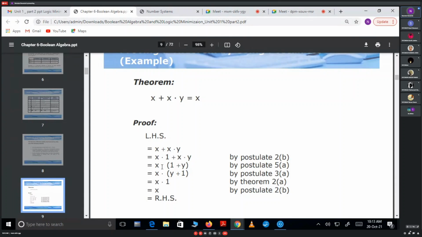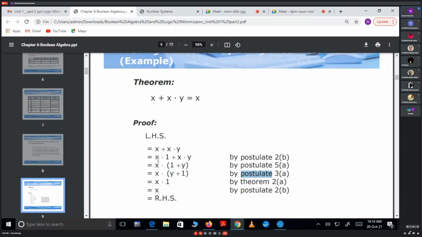So how to write x dot x? It will be common, so it is taken as common and then 1 plus y. Here it is written y plus 1. But y plus 1 is nothing but, which postulate is there? 3. We have seen it in the first slide. y plus 1 equal to 1.